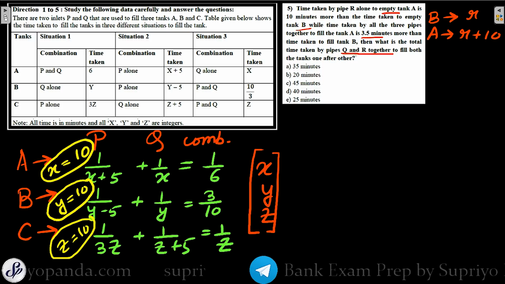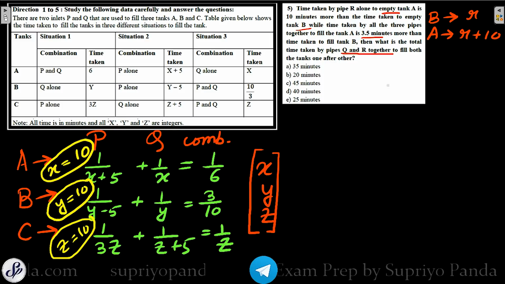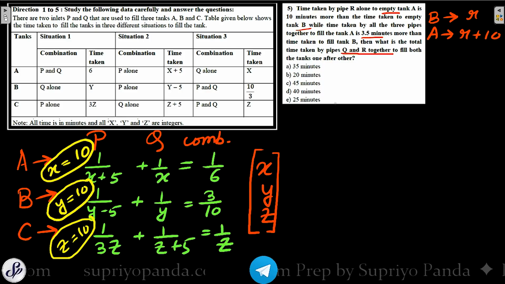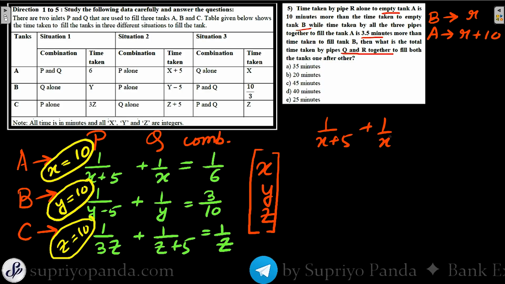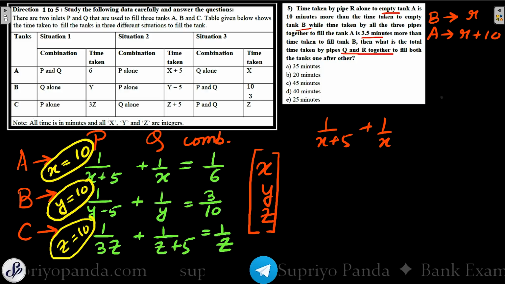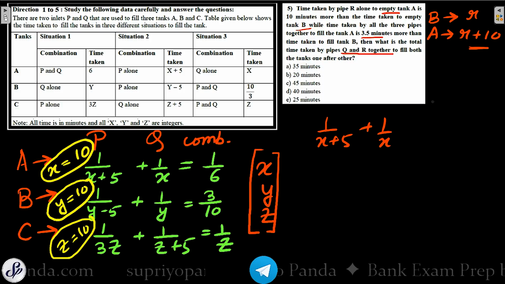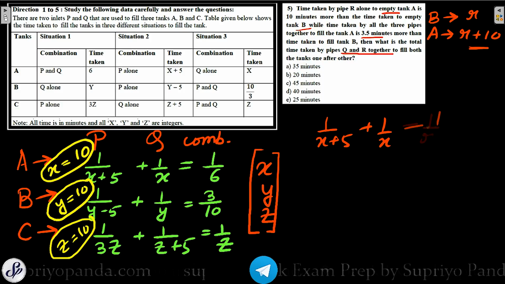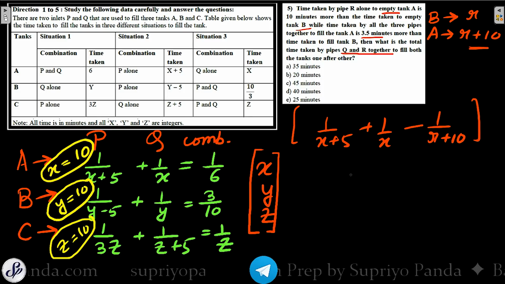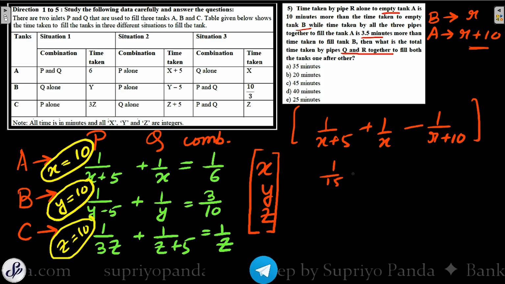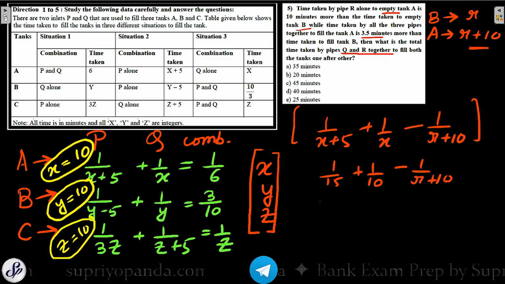So the first thing that we have to do, so for A, let us calculate. They are saying that all of the pipes are working together for A, right? So we already have 1 by x plus 5 plus 1 by x, and now remember that it is this R by 10 that we right now over here have. It is actually emptying the tank, so we have to write down minus 1 by R plus 10. So this is the thing that we have to solve. So we know that x is 10, so this becomes 1 by 15 plus 1 by 10 minus 1 by R plus 10. Okay, so let's solve this.